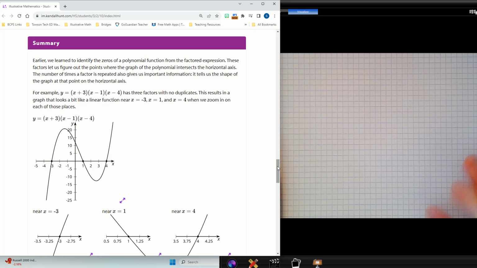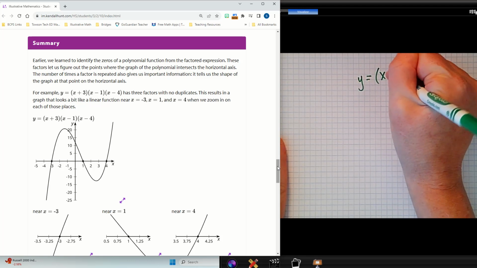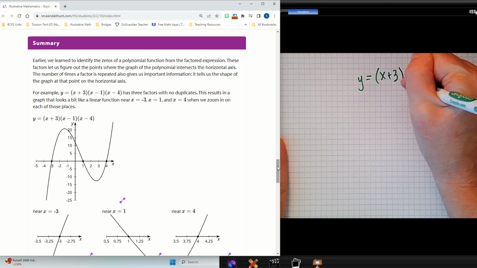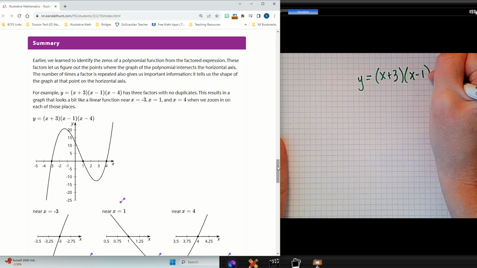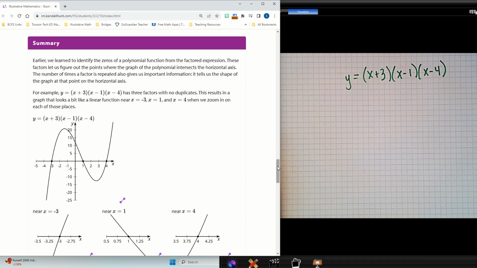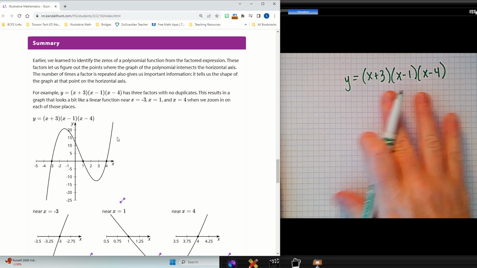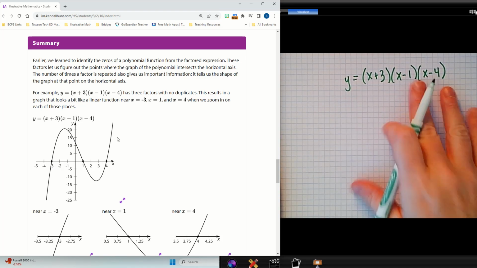Now, we have this example here, y equals (x + 3)(x - 1), these are just the factors, and then (x - 4). Now, some things I know about this before I even see the graph. This is in the lesson summary, so I already know what the result is going to be. But what if I didn't? What if this were on the test and they're saying, sketch a graph?